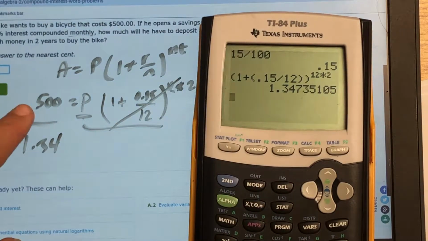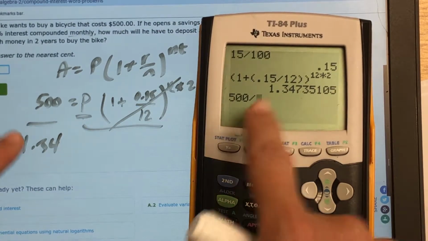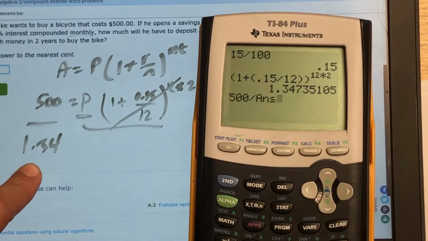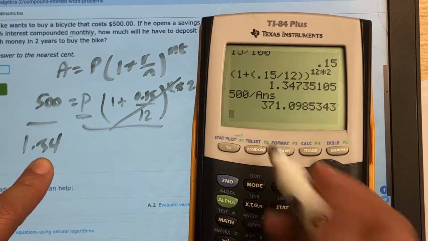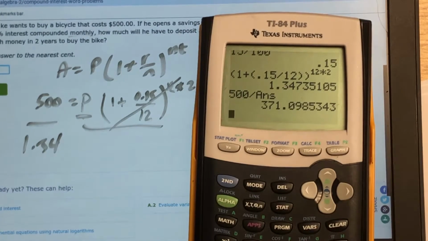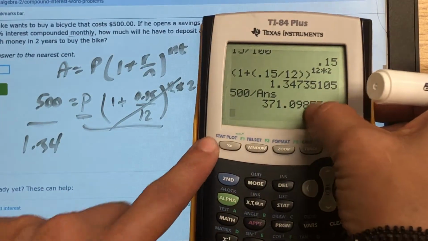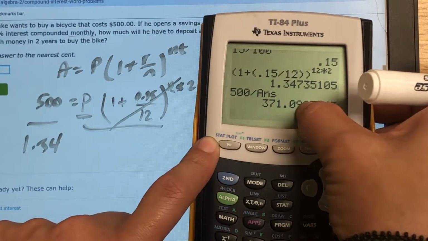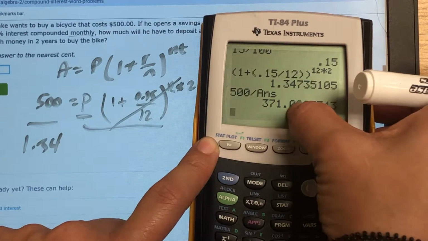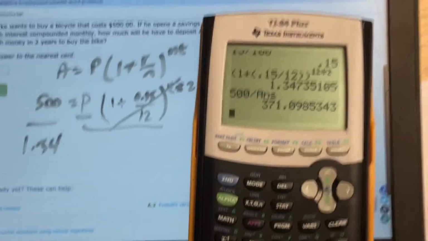So that goes away, so you're gonna have 500 divided by, either type it out or hit second negative, and it will give you that. So 371, so I'm gonna put 371 point to the nearest cent. So it's 0.9, and then look at this next number, it makes it go up by 1, so that becomes 0, and then that goes up by 1, so that's gonna be 10 cents.